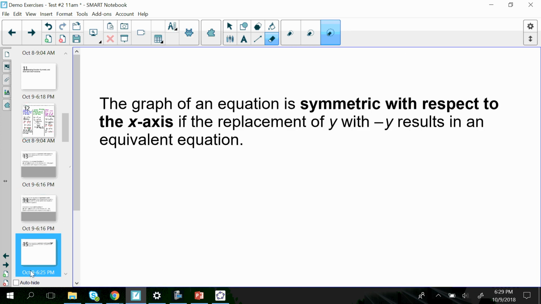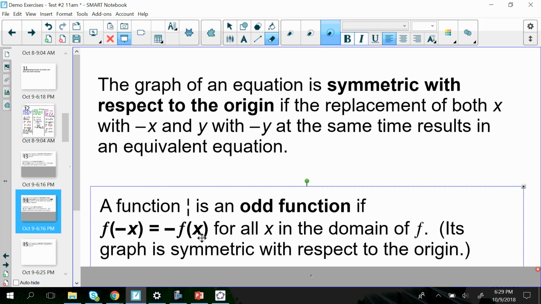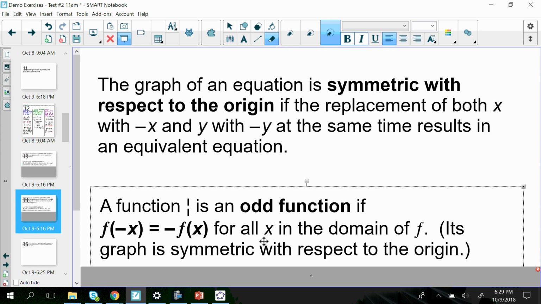So that is an overview of symmetry of equations and how that relates to certain types of functions that have special names. So we've been able to identify even functions, ones that are symmetric to the y-axis, and odd functions that are symmetric to the origin. They have special terminology assigned to those.